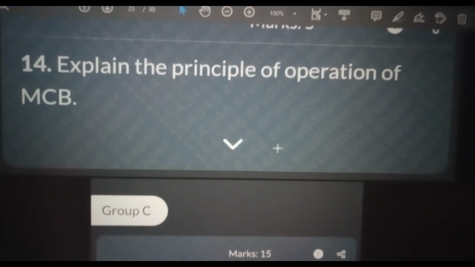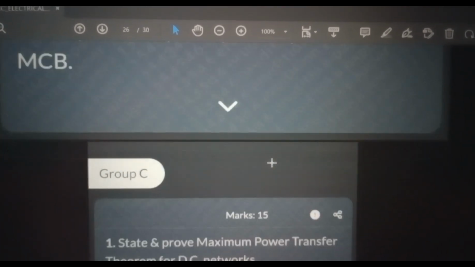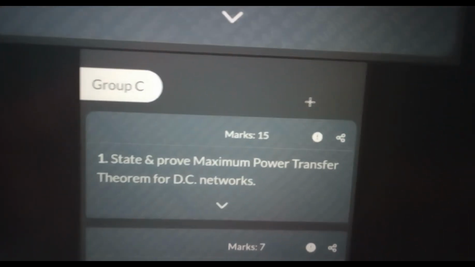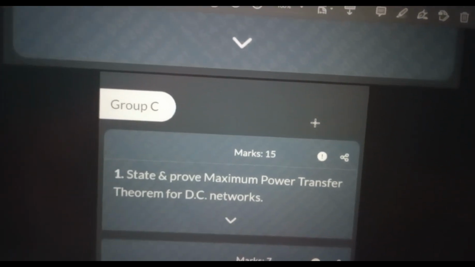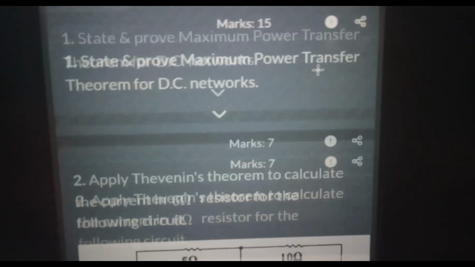Number 14. Explain the principle of operation of MCB. Group C. Number 1. State and prove maximum power transfer theorem for DC network.